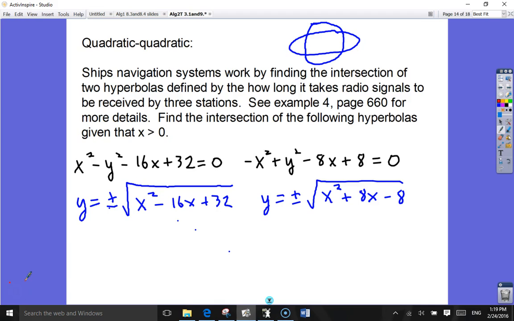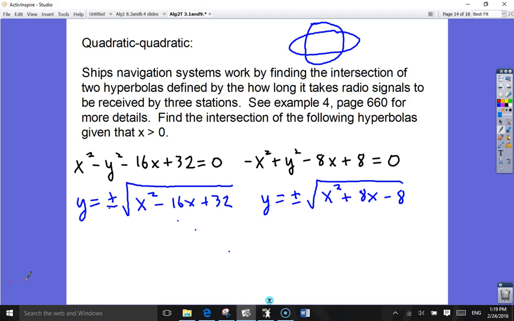Now, these are both hyperbolas. You wouldn't know it by looking at them, but the way you know it's a hyperbola is because it has an x squared and a y squared term and they have opposite signs. If they were the same sign, like x squared plus y squared, that's a circle. But if they have opposite signs, that's a hyperbola. If you wanted to read all the details of this problem and where these hyperbolas came from, it's page 660, example 4. They have pictures of the three stations and everything there.